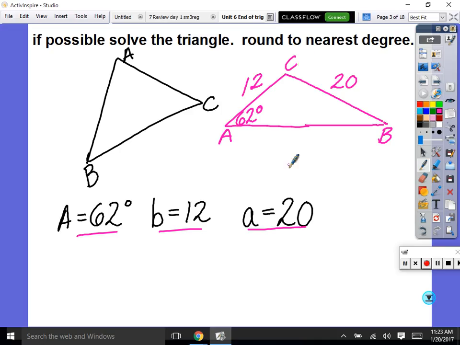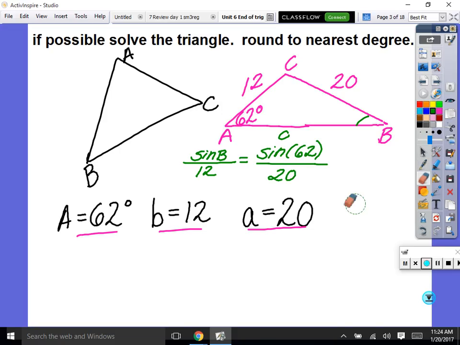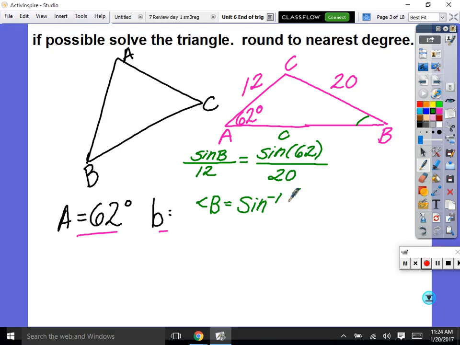Now we will call this side C, and find whatever we want here. Angles, probably. We're going to want to find that angle first. So sine of B over the side across from it, which is 12, equals sine of 62 over the side across from it, which is 20. Use algebra to get B alone: multiply by 12, take the sine inverse. So angle B equals sine inverse of 12 sine of 62 over 20.